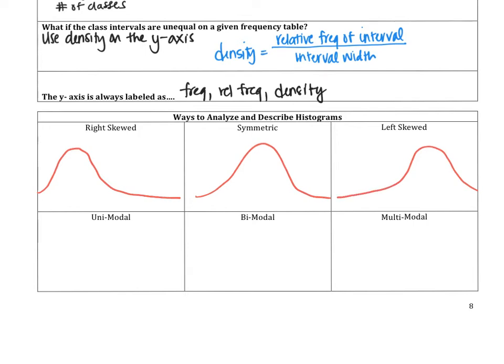One thing you need to remember about the skew is that it's always where the tail trails. So over here we have a tail to the right, which means skewed right, and over here we have a tail to the left, which is skewed left.